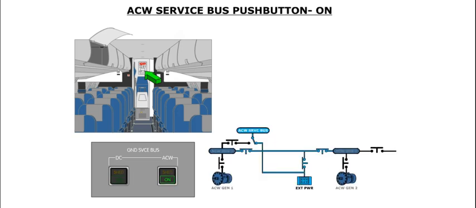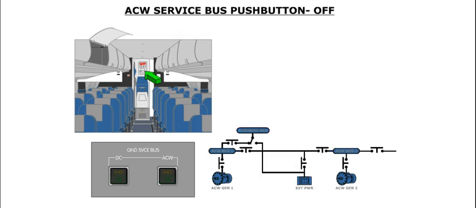The ground service bus AC wild push button is similar to the DC push button. When the push button is pressed in, the AC wild service bus will be powered whenever AC wild or AC external power is available. In this case, the on caption will illuminate in the push button. The AC wild service bus is depowered by releasing out the AC wild service bus push button. This will cause the green on caption to extinguish.